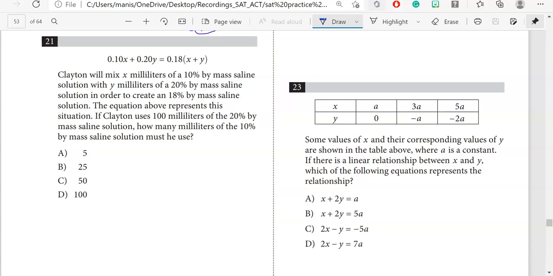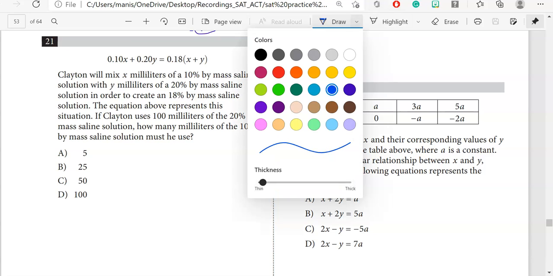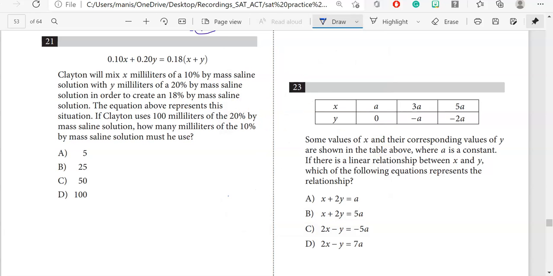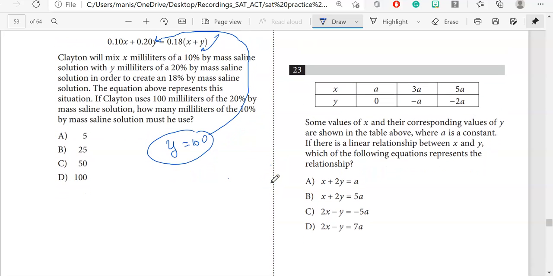So let's start this question over here. It says Clayton uses 100 milliliters of the 20% by mass solution. So we will take Y as 100. Now we will substitute this Y as 100 in the given equation. Which equation? This equation. I can substitute over here and over here. By doing this, I will solve this equation and end up with the value of X, which will give me my answer for this question.